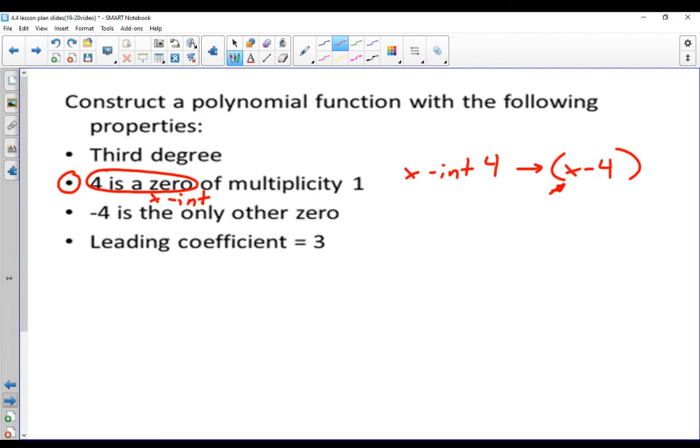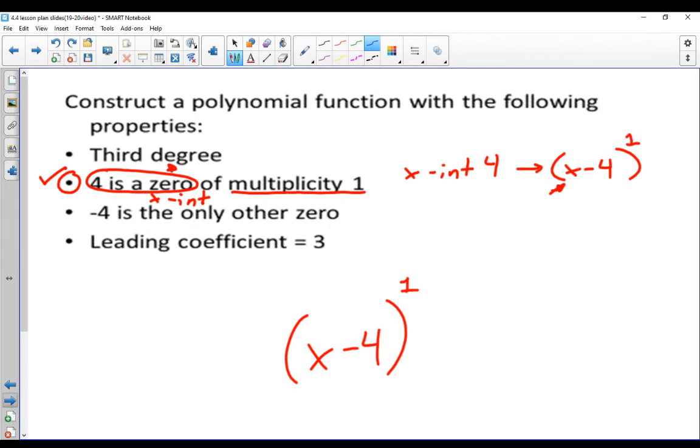But not just that, our 4 is supposed to be a 0 of multiplicity 1, meaning our power is 1. So with that in mind, go ahead and write that factor down on the bottom: x minus 4 to the power of 1. That's going to be part of our answer. So go ahead and put a check next to that property. We've already covered that part.